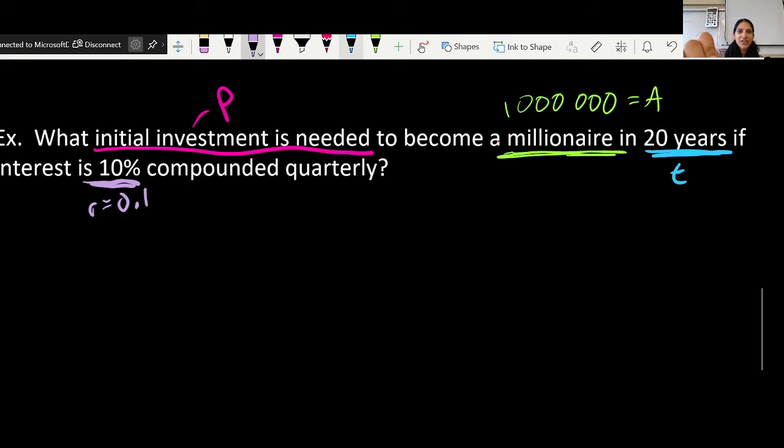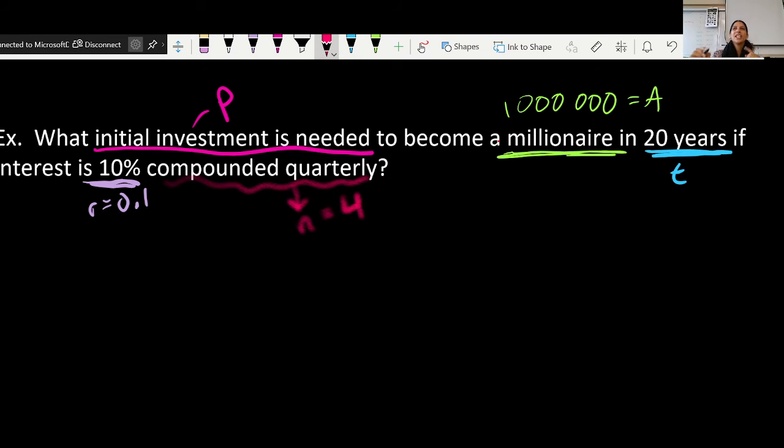And then we have this other thing here, compounded quarterly. Compounded quarterly, which variable and what do I plug in for it? N. And if it's compounded quarterly, what is my N value? 4. Everybody good with that?